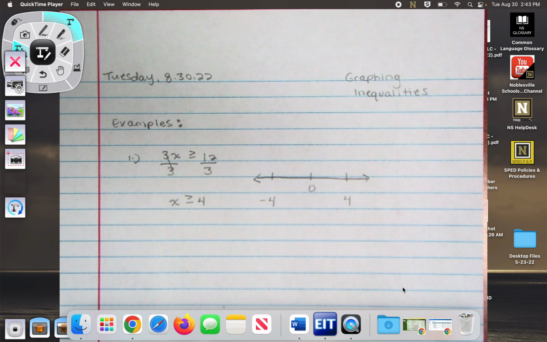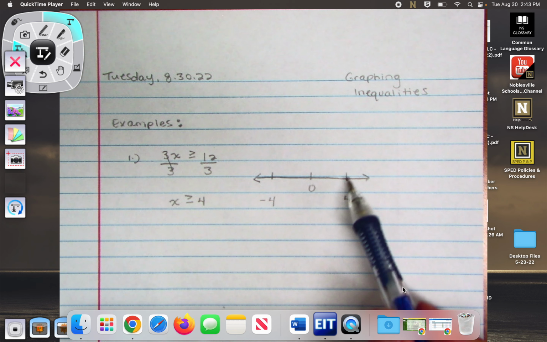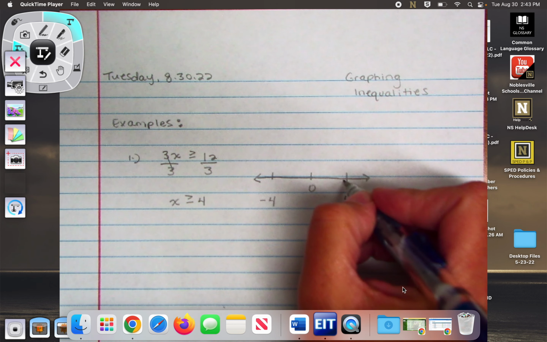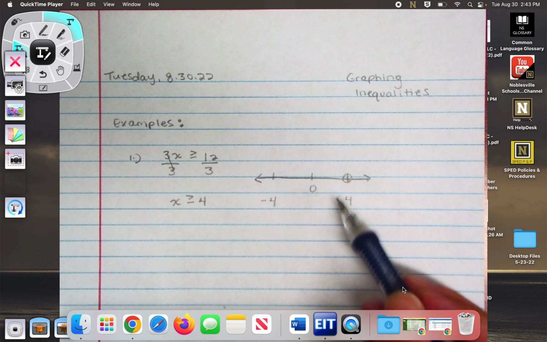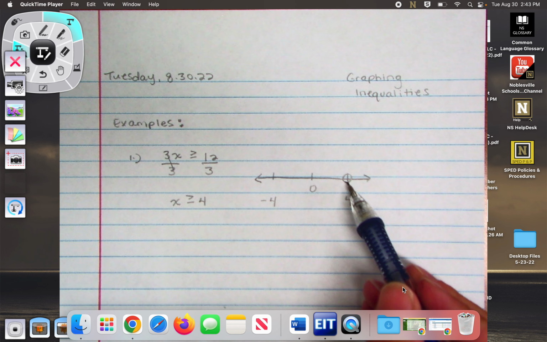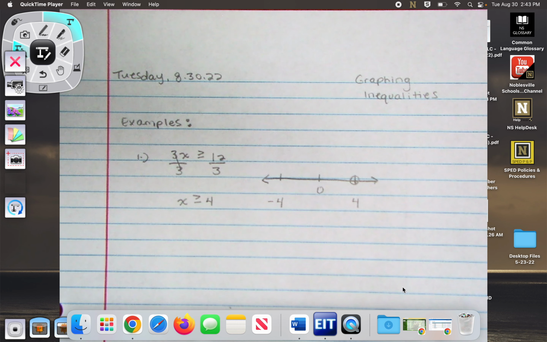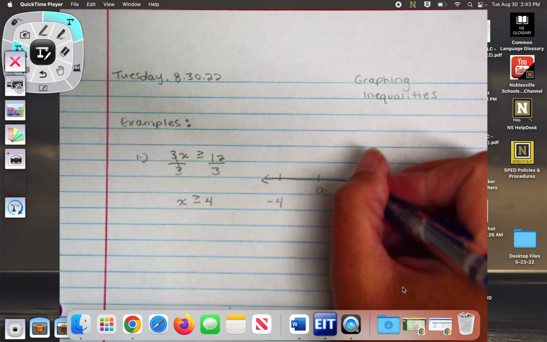So then there's a special thing that I have to do with this 4. I have to plot it, and then am I going to keep that open or am I going to close it? I'm going to close it.